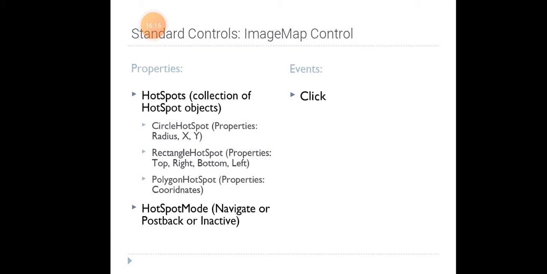The image map control's own set of properties includes hotspots, a collection of hotspot objects. Here we specify the radius, x-axis and the y-axis. If you are specifying the hotspot as a circle, these are the properties. If you are specifying the hotspot as a rectangle, the properties are top, right, bottom and left. If you are specifying the hotspot as a polygon, we specify the coordinates, because polygon means any number of sides. Next, the hotspot mode. It may be either navigate, post back or inactive. The default event of the image map control is click.